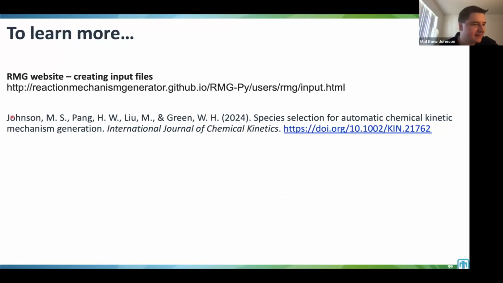A lot of this content, for at least the species selection section, is based on this paper here. There's another paper that probably should be here in this PowerPoint that Kei Hong wrote on the pruning algorithms. All right, that's all I've got here. Happy to take questions.